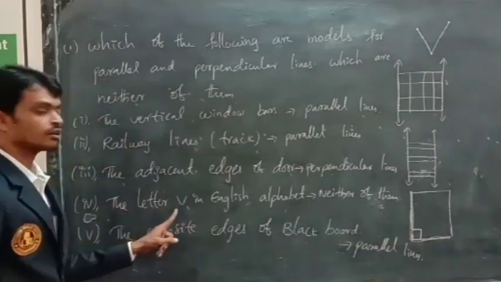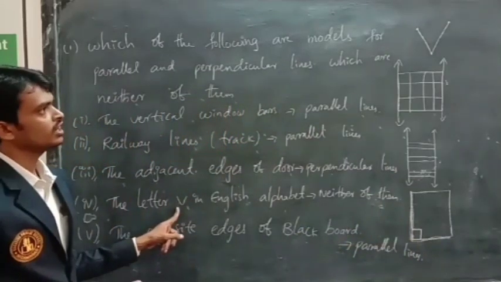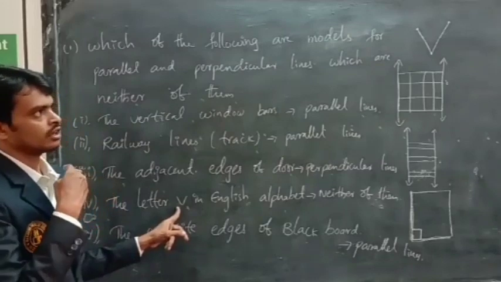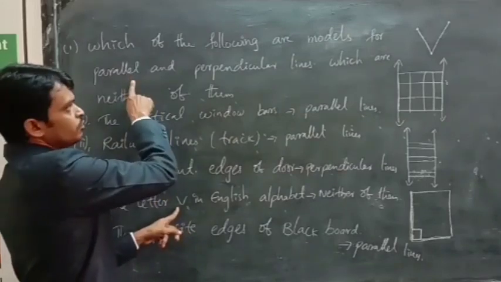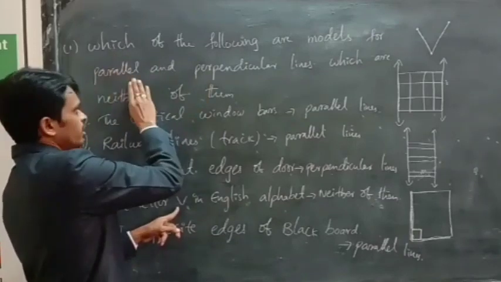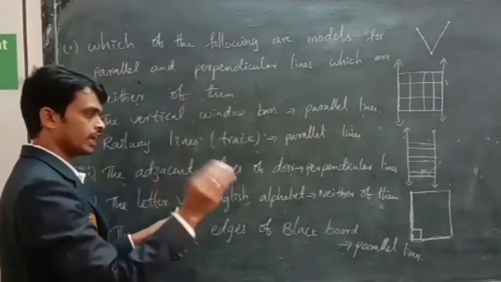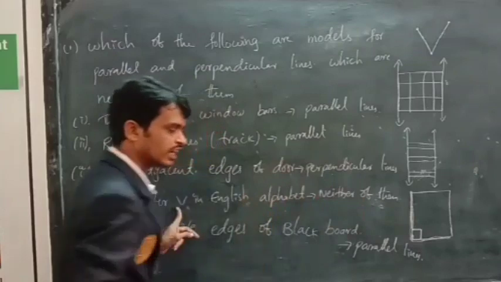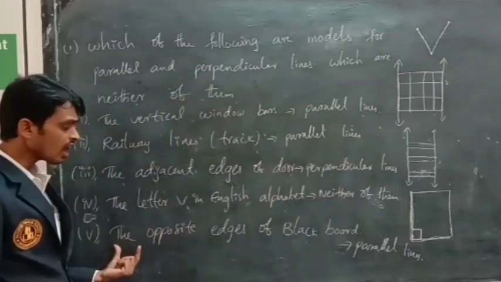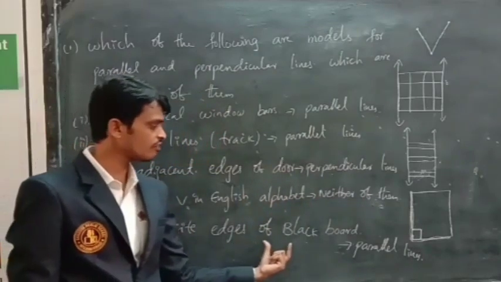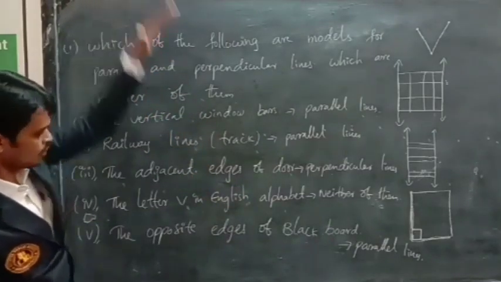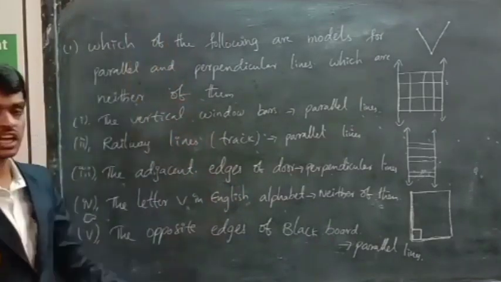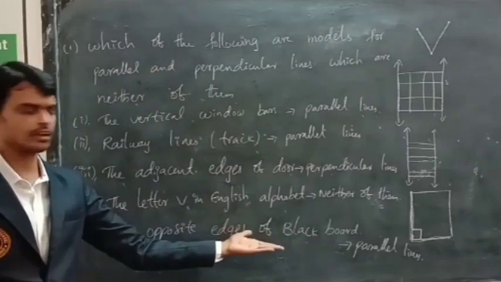Next, the letter V does not have parallel or perpendicular lines, so we write neither of them. Next, the opposite edges of a blackboard, which we can represent as parallel lines.